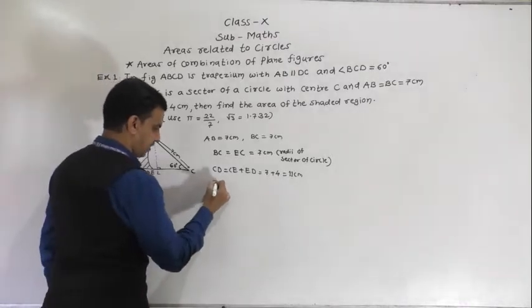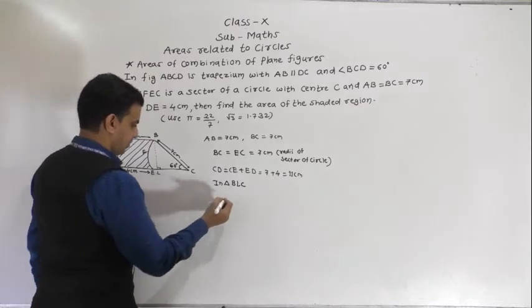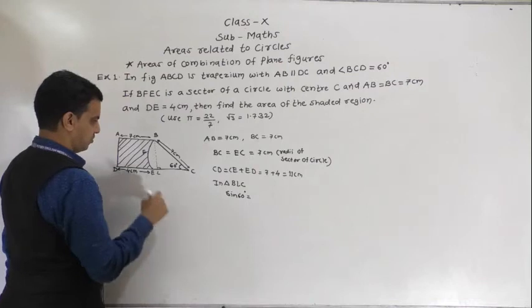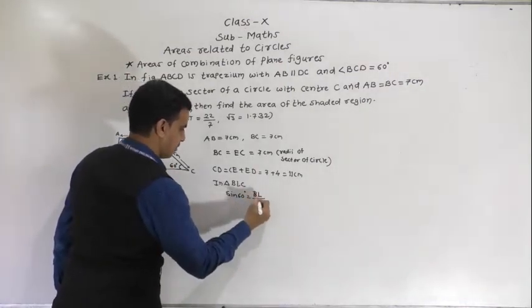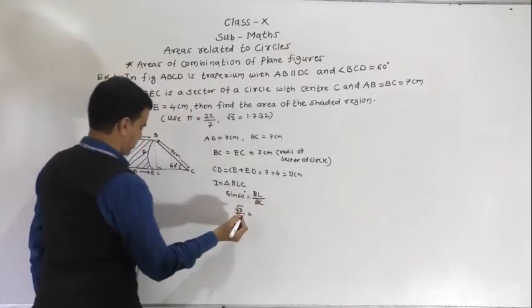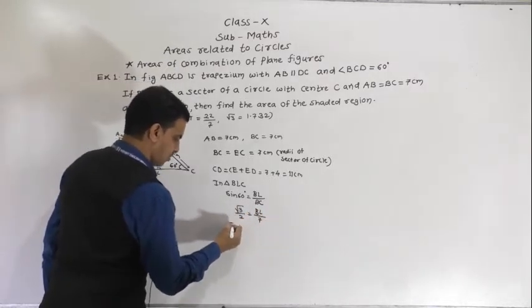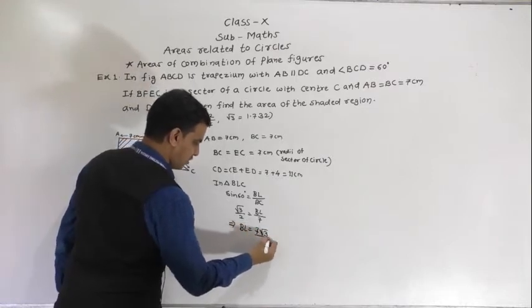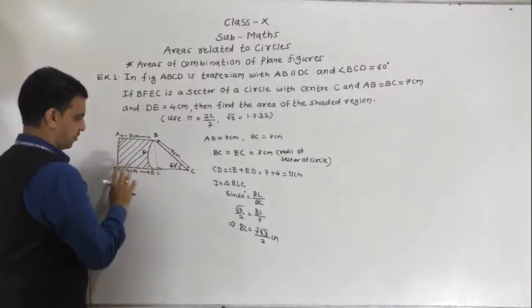In triangle BLC, if we take sine 60 degrees, sine 60 is equal to BL upon BC. Sine 60 is root 3 by 2, and BC is 7. So BL is equal to 7 root 3 upon 2 cm. Now we have the height of the trapezium.